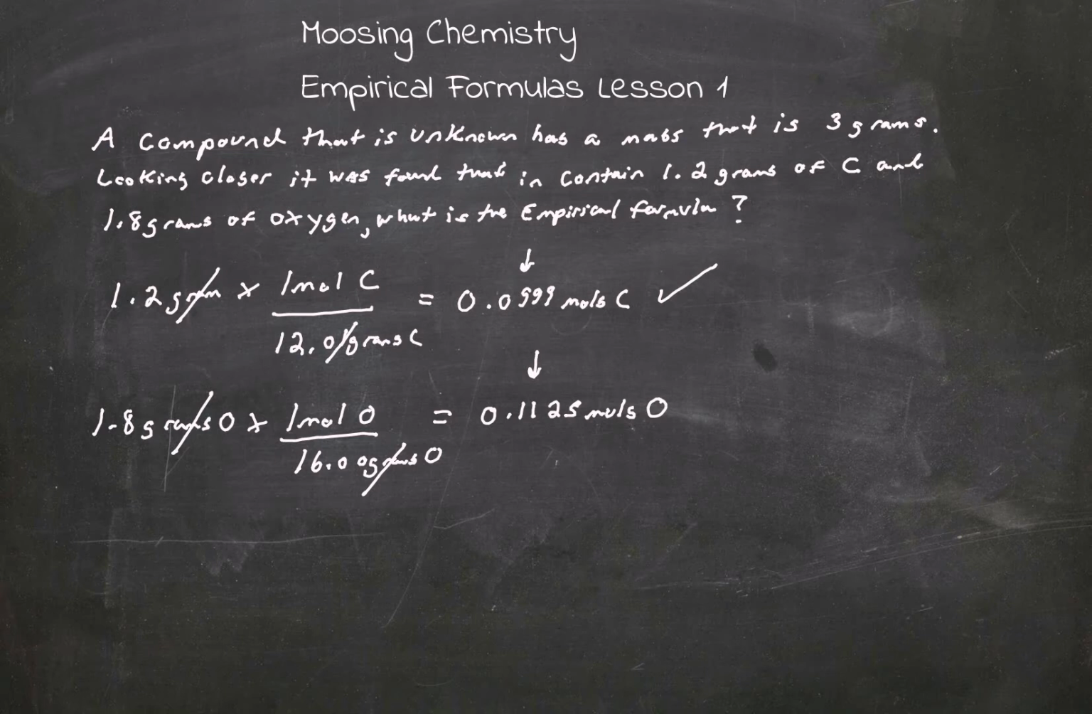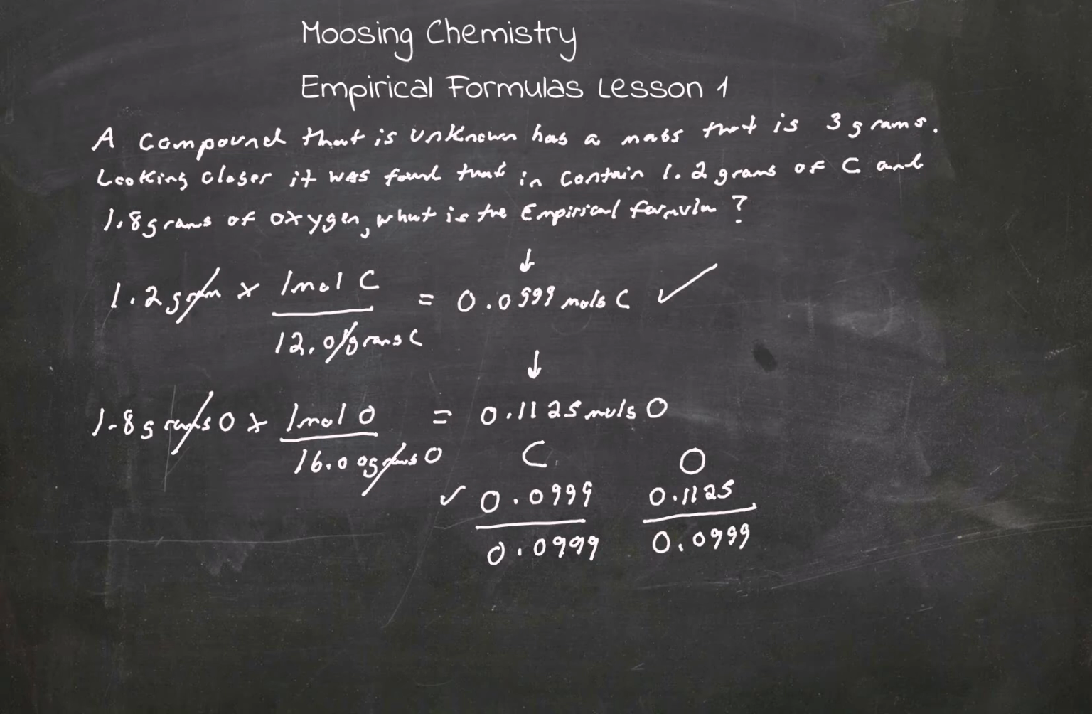Okay. So now what we're going to do is we'll set this up into a ratio. So we're going to go 0.0999 divided by itself, 0.0999. And that's for the carbon. And for the oxygen, we're going to divide this again. We're going to go 0.1125 divided by 0.0999. So when we divide this number by this number, we get the number 1.